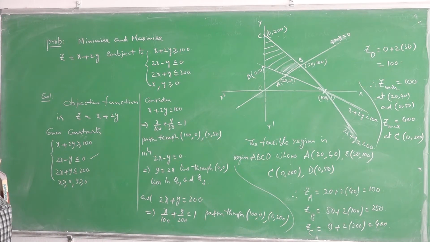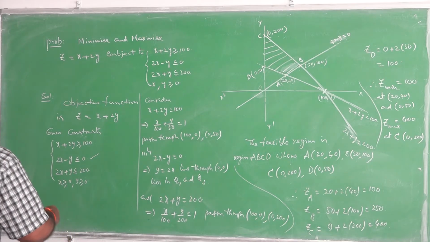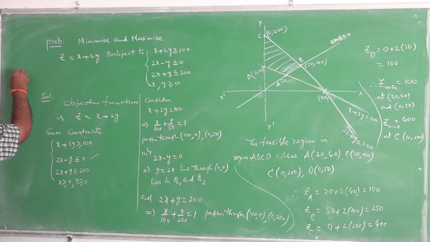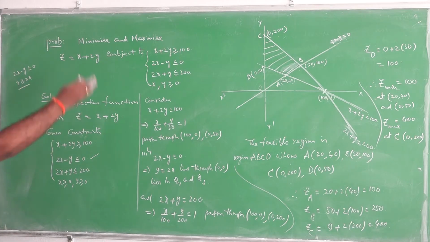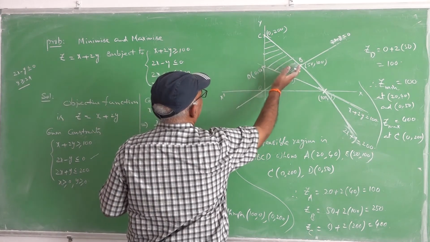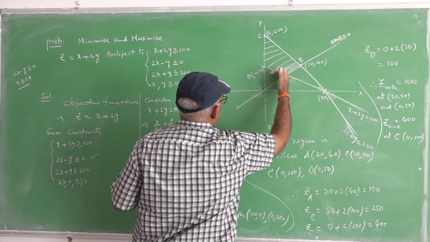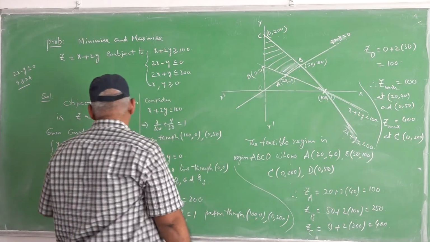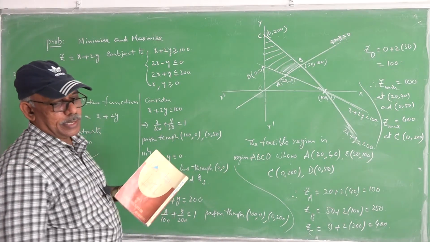2x minus y less than or equal to 0 means y is greater than or equal to 2x, that is, above the line y equal to 2x. That is to be observed here. Above the line y equal to 2x, and below this line and above this line, that region is to be considered here.